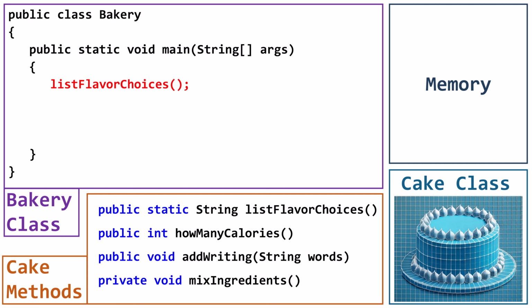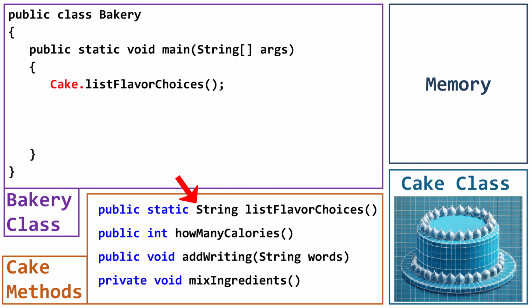Let's look at the cake methods and learn how to call them from the bakery class. listFlavorChoices is a static method, which means it's a behavior that belongs to the cake class itself. To properly call it from another class, we will say Cake.listFlavorChoices, which will run without error. Let's go back and look at the return type of the method.